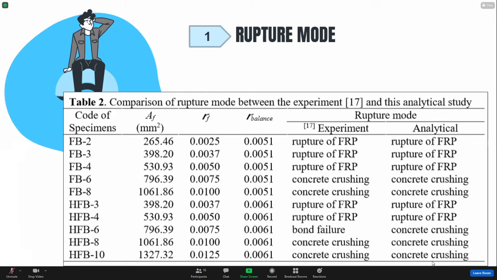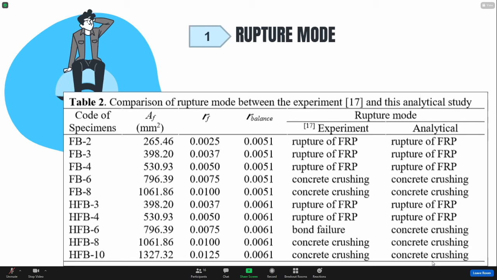The first is rupture mode. This is table 2. Table 2 compares the rupture modes in the experiment and the rupture modes from the analytical study. Failure of beams in the experiment occurred in two modes: rupture in specimens FB2, FB3, FB4, HFB3, and HFB4. The rest of the beams failed by concrete crushing, where cracks were observed in the constant moment region. Rupture modes in this analytical study are defined by comparing the ratio of FRP bars to the balanced ratio.